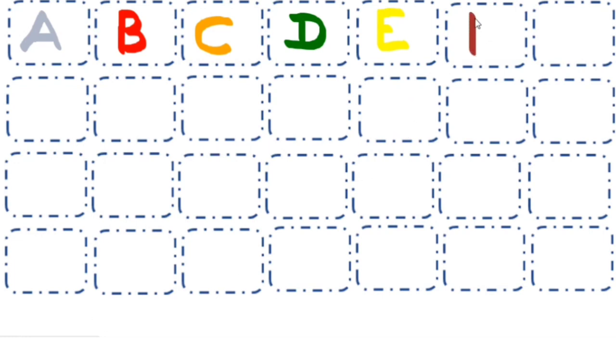A. A for apple. B. B for boy. C. C for car. D. D for dog. E. E for elephant. F. F for frog. G. G for gun.